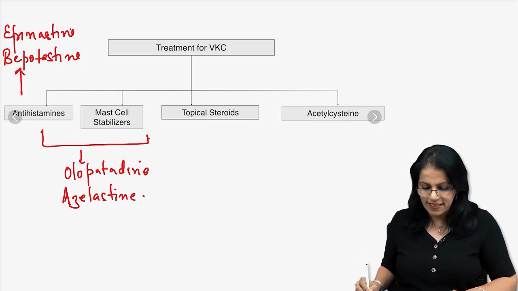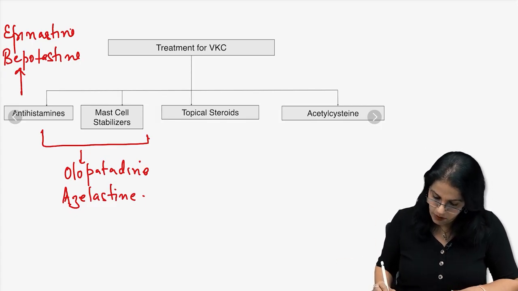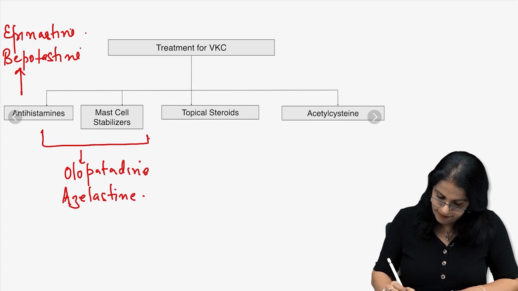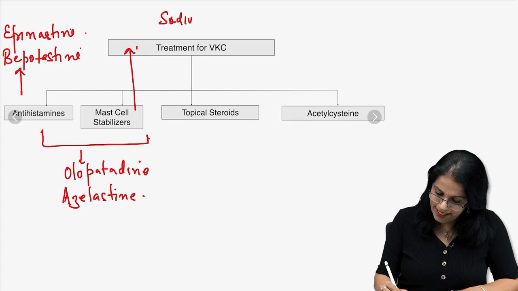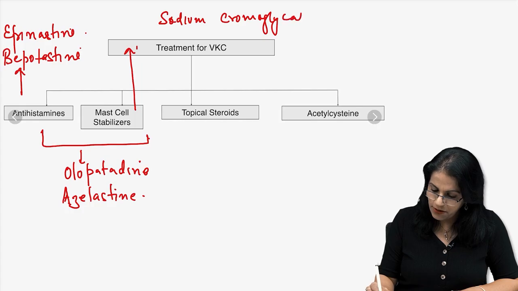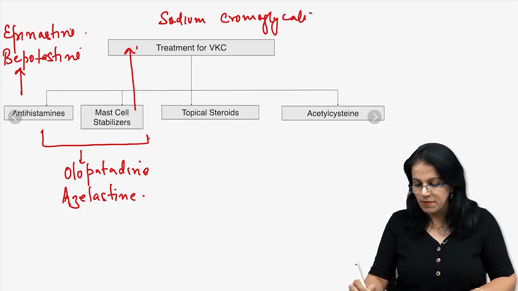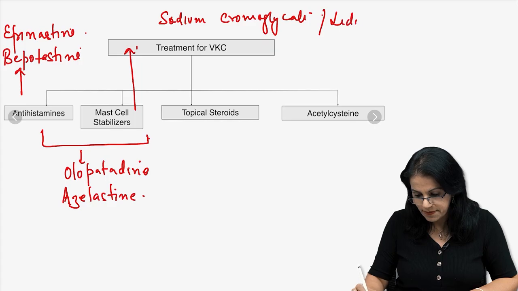Only mast cell stabilizer action? Okay, let's now note that as well. When you say only mast cell stabilizer action, we all know it is sodium cromoglycate, isn't it? Second can be lodoxamide sodium. You know this, right? Okay.